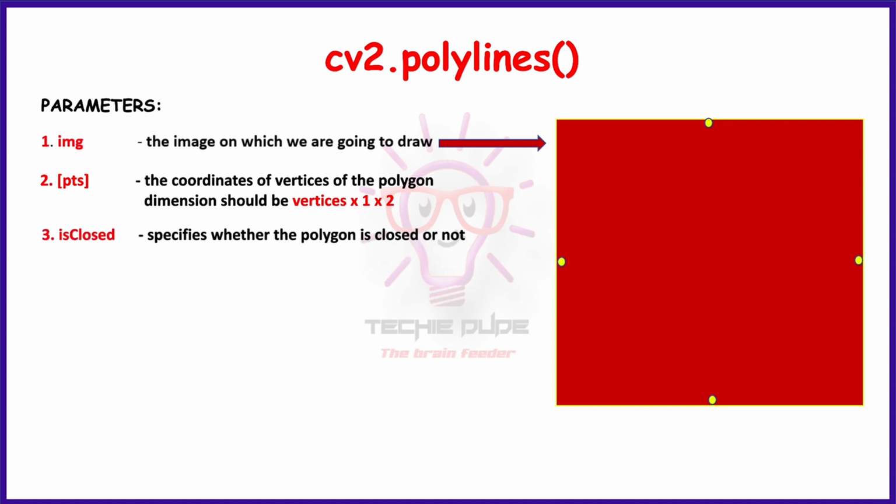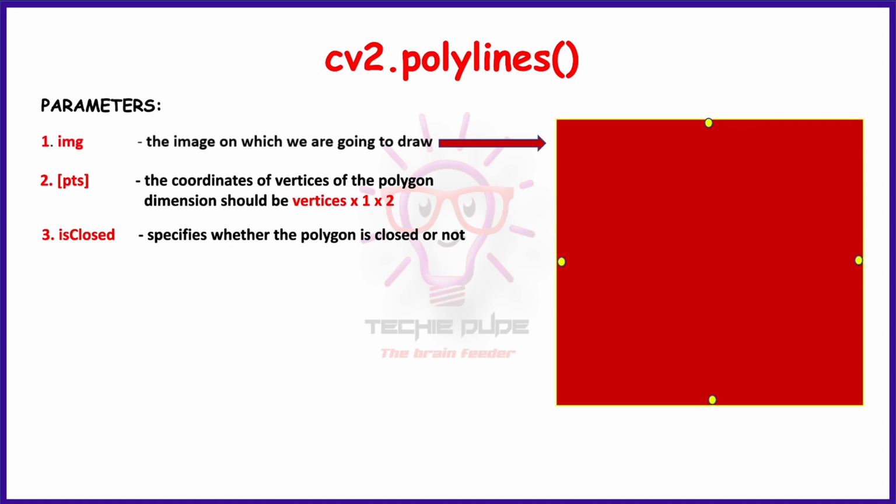It is a boolean parameter. It specifies whether the polygon is closed or not. True means the polygon is closed. False means the polygon is not closed. Not closed in the sense the first point and the last point will not be joined. Let me explain this clearly a little bit later.